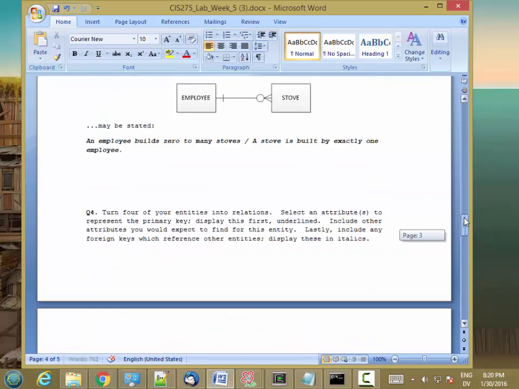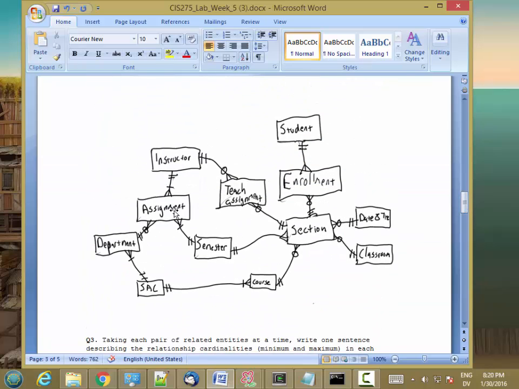And then let's go ahead and do assignment. So assignment is on the many side of 3 relationships. It's going to need a foreign key for the instructor, a foreign key for the department, and a foreign key for the semester. So I'm going to name the primary key I already did, name this instructor ID, so this is FK instructor ID. And then this will be a department ID, so FK department ID, and then FK semester ID. So it's going to have 3 foreign keys.